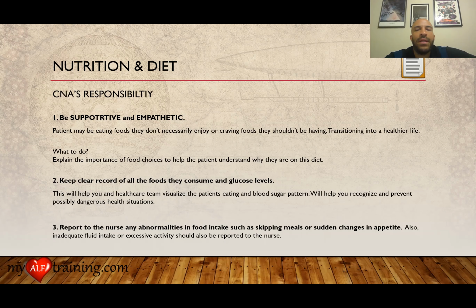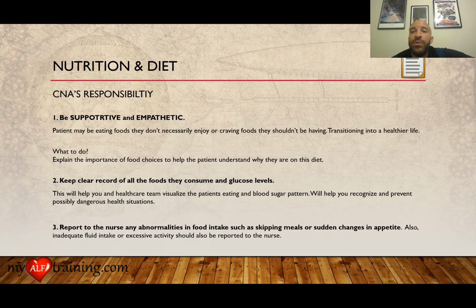We need to be empathetic towards what they're going through, but we need to help them realize why they're on this diet. We need to talk to them about the long-term effects of diabetes, some of which they may be experiencing already, and get them to understand that these symptoms they're experiencing are not going to improve. They're only going to get worse if we continue eating and doing the things that we were doing. We need to make these changes, and they start today. And we need to be supportive and empathetic towards them.